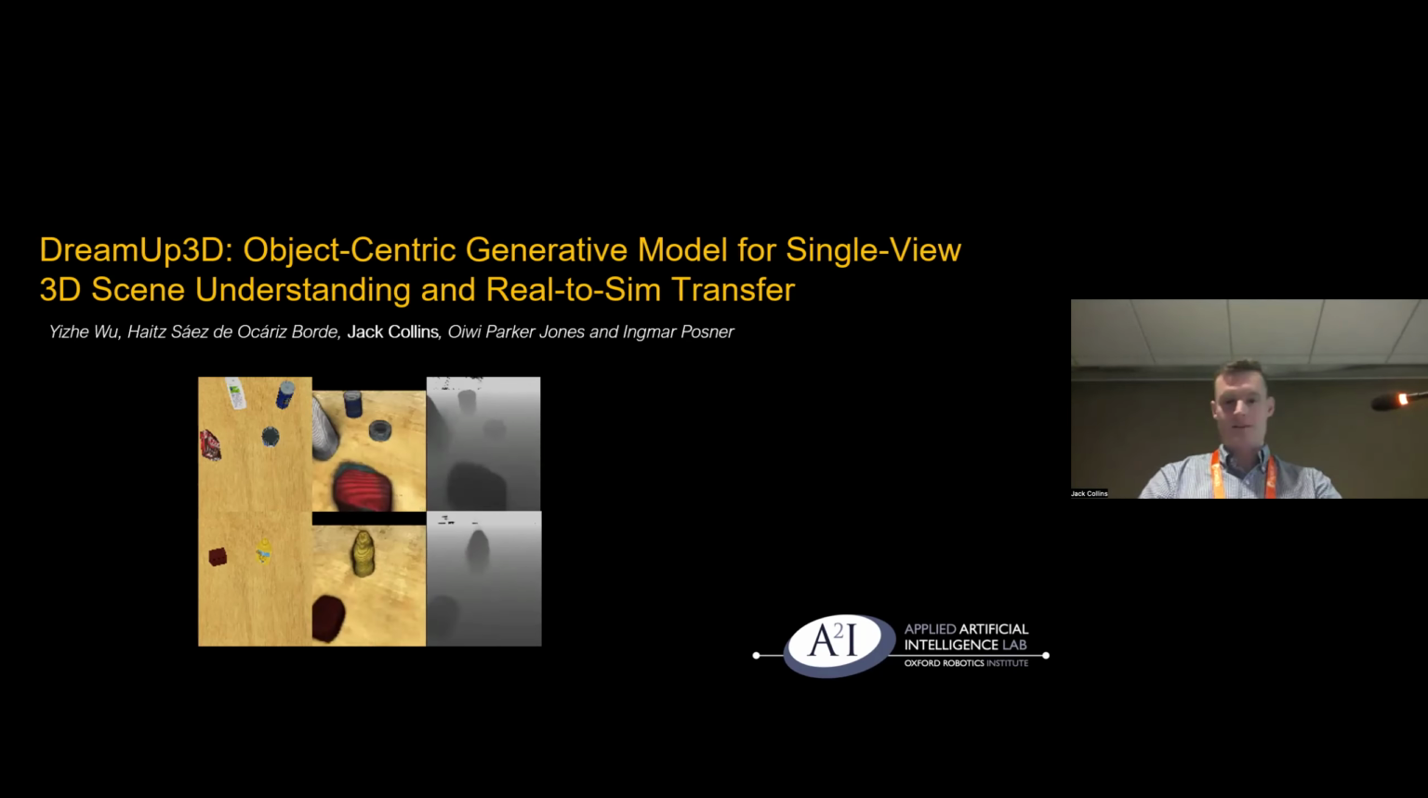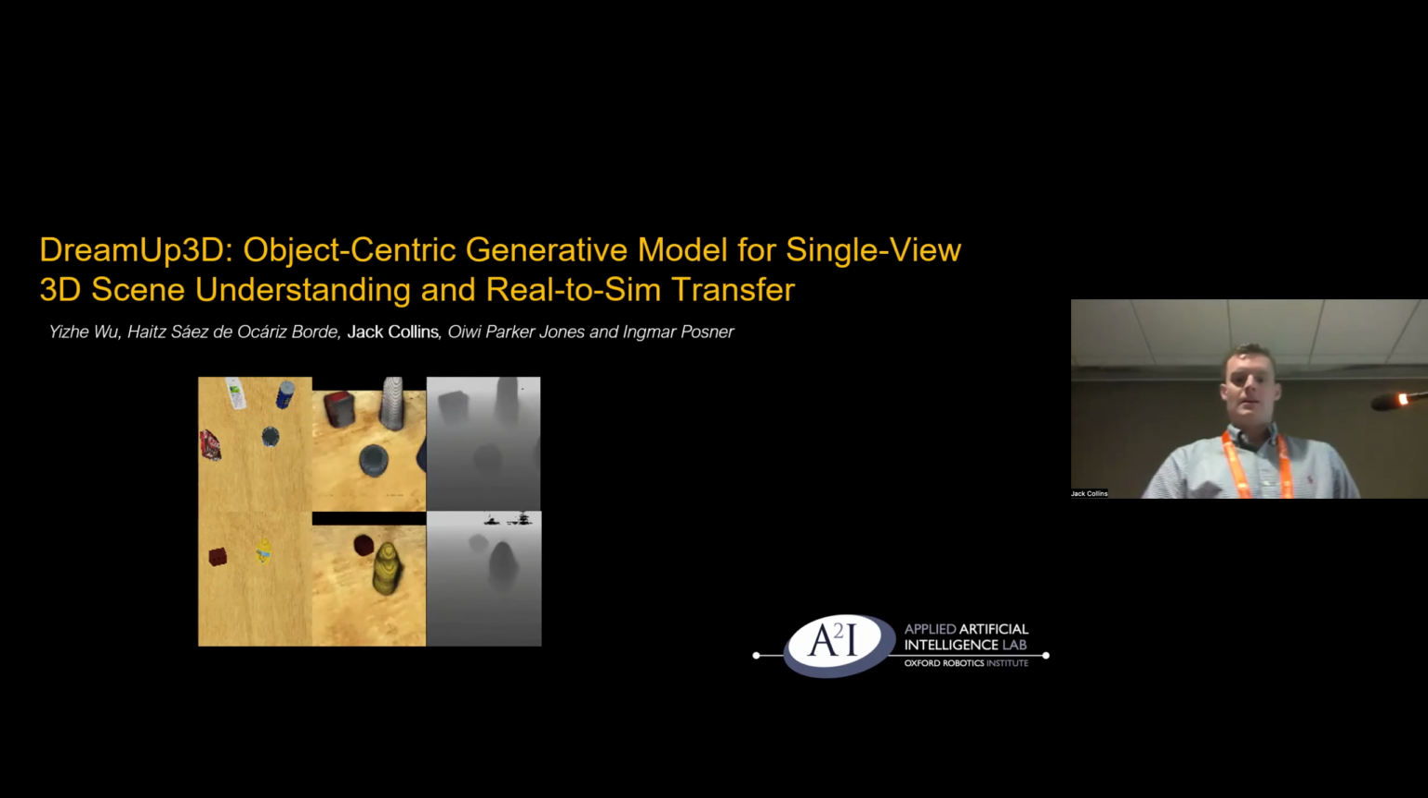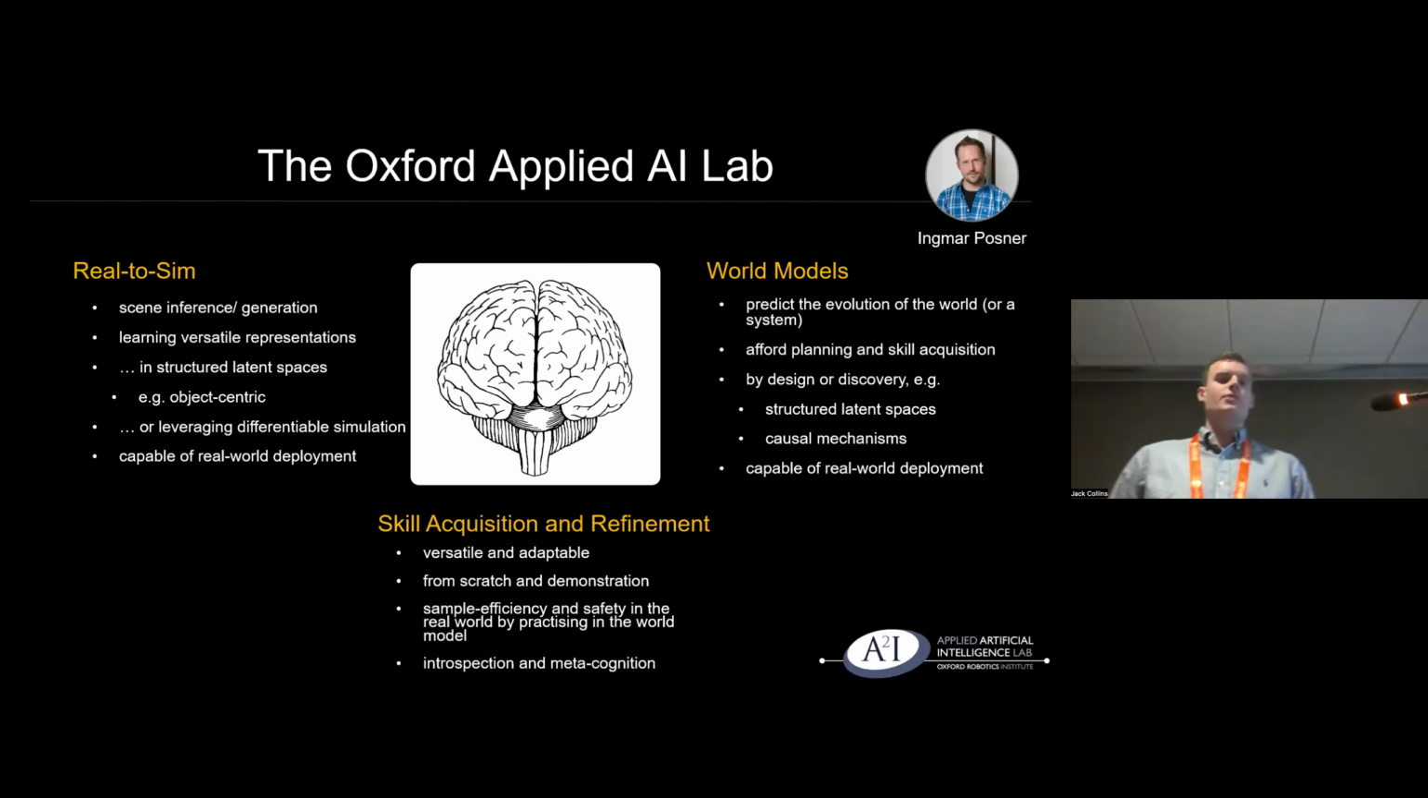Okay, there we go. So the Oxford Applied AI Lab is run by Professor Ingmar Posner. It has several directions, including world modeling, skill acquisition and refinement, and real-to-sim, which is what this work sits under. So it's scene inference and generation.